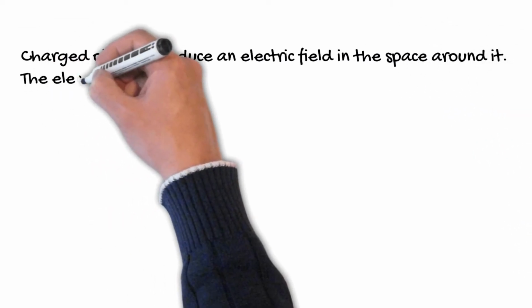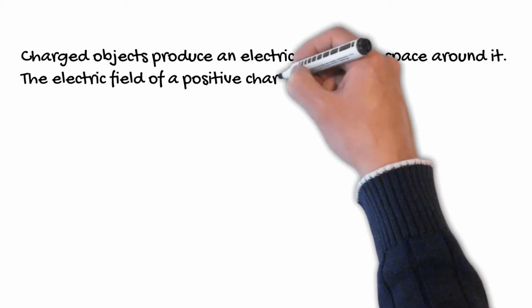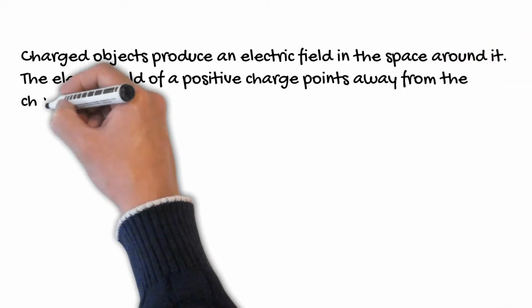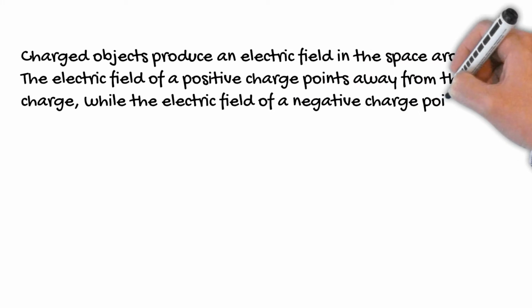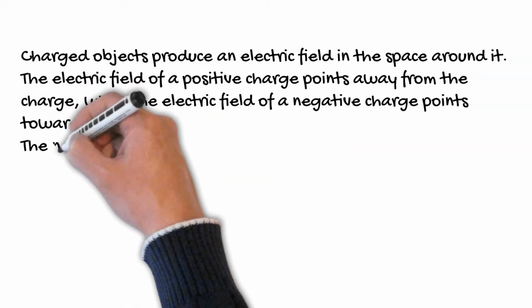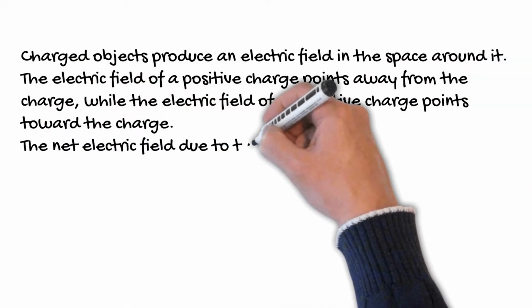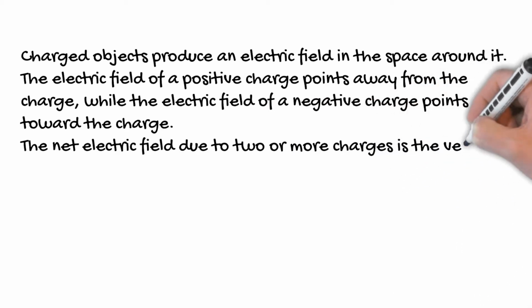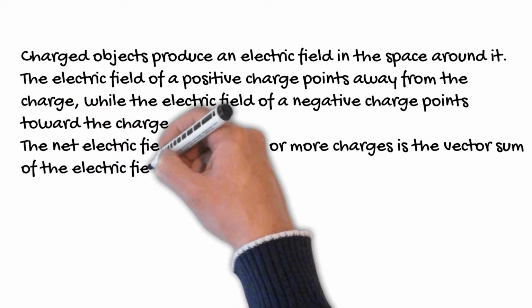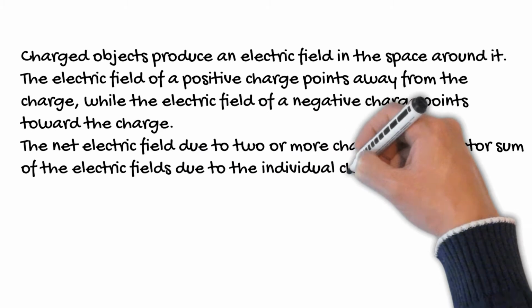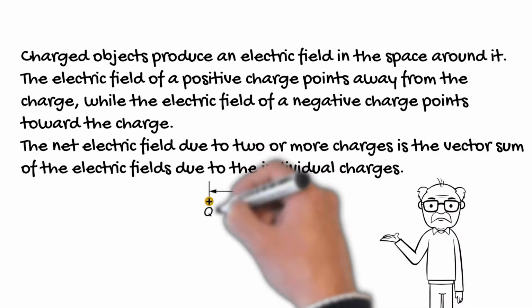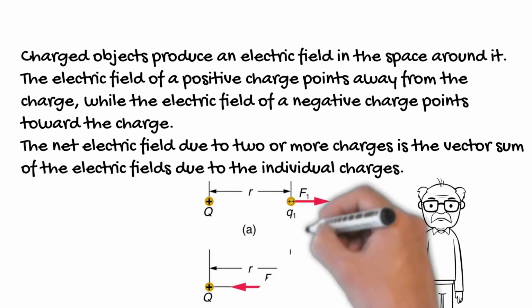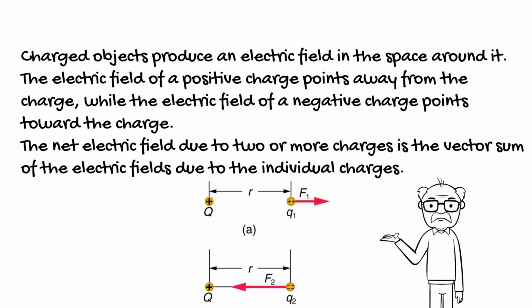Electric field is an important concept. Any charge produces an electric field in the space around it. And if another charge is kept in that space, the charge is able to exert a force on the other one. Remember that the net electric field due to two or more charges is the vector sum of the individual forces. So you got to take each force and then look at the vector sum of them.